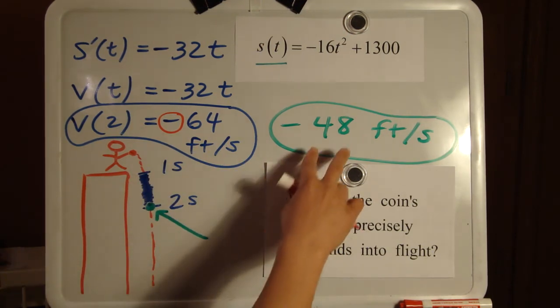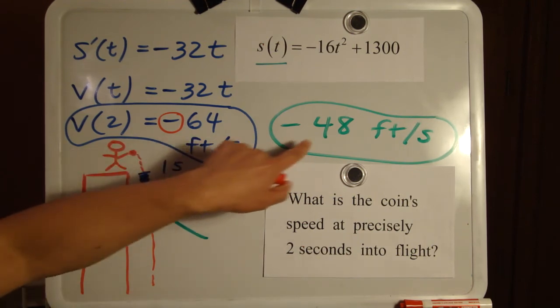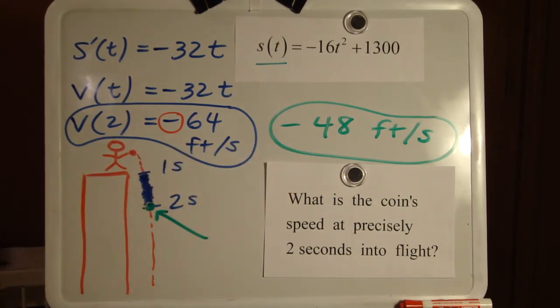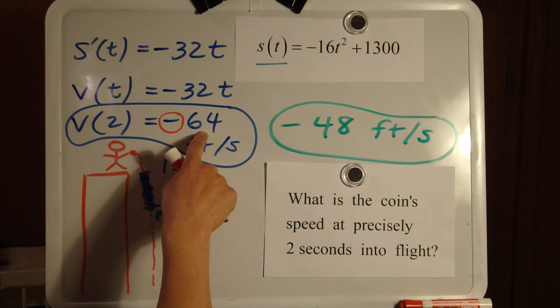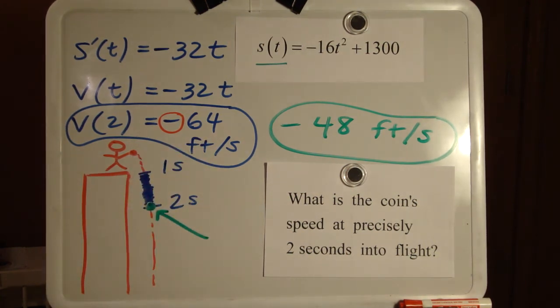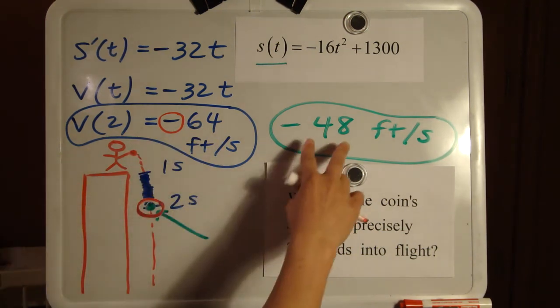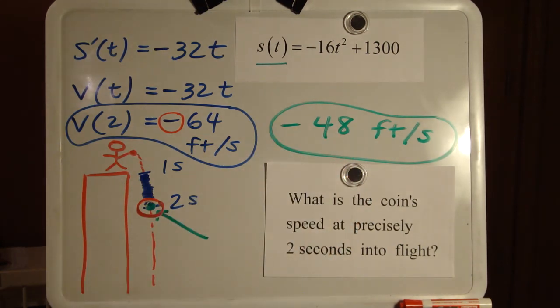So the big thing is to look at the magnitude of these two numbers and to make sure they do make sense. So the magnitude here at time equals 2 is larger than the magnitude on this window here. And the reason we expect a number in magnitude to be bigger is because the coin is moving faster. So we have negative 64 feet per second. The coin is moving quicker at the end of its interval than it is as an average speed from 1 second to 2 seconds.